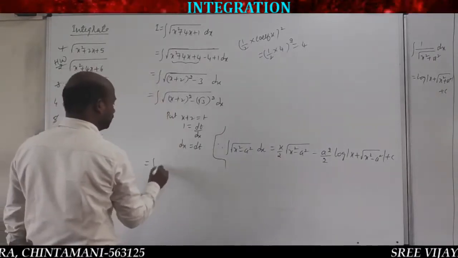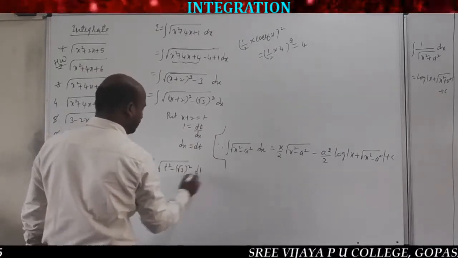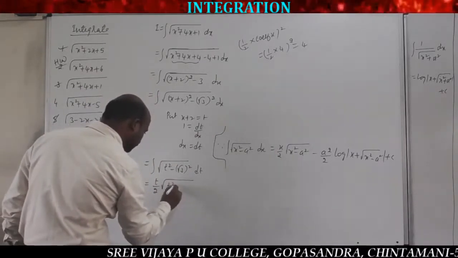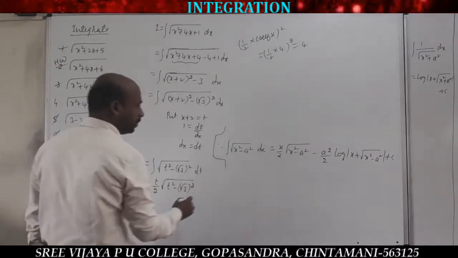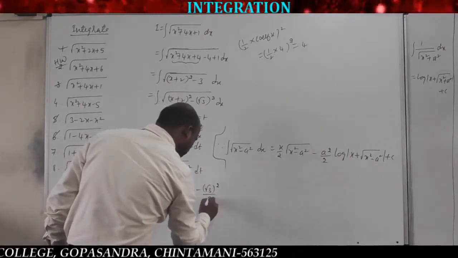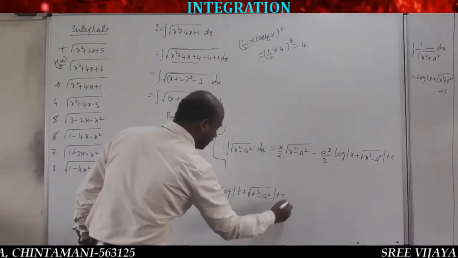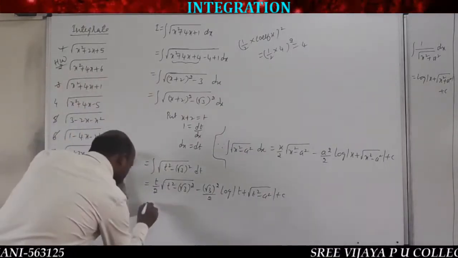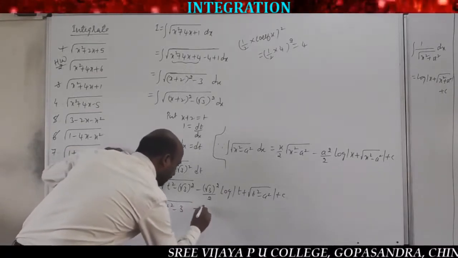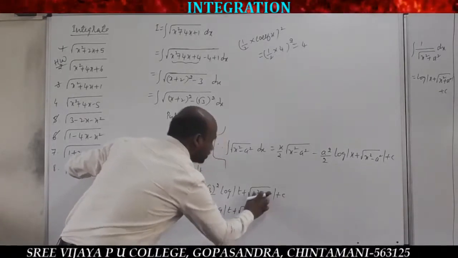So it becomes root of t square minus root 3 whole square, and the value of dx is equal to dt. So x by 2 here becomes t by 2, root of t square minus root 3 whole square, minus a square by 2. Minus a square is root 3 whole square by 2, log of modulus of t plus root of t square minus a square, plus c. That is equal to t by 2 root of t square minus 3, minus 3 by 2 log of modulus of t plus root of t square minus root 3 whole square.